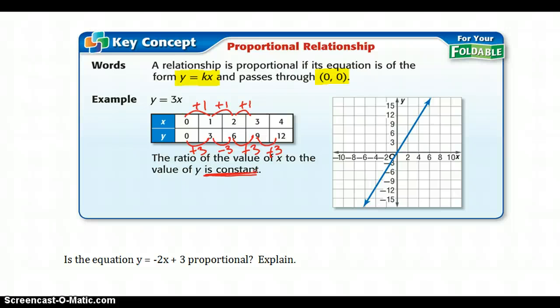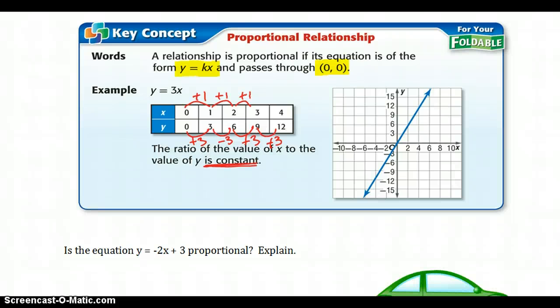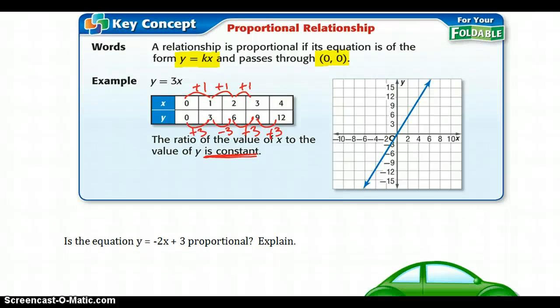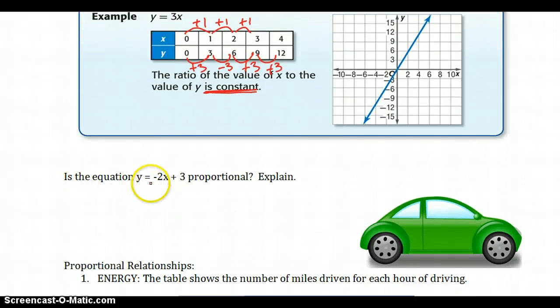That makes it proportional. All right, is this equation proportional? Let's look at it. y equals negative 2x plus 3. Plus 3 here is where it's going to intercept the y-axis, where it's going to catch the y-axis. So if it's going to pass through the y-axis at 3, which would be up here, then it did not pass through 0, 0. So the answer is no, it will not pass through the origin.